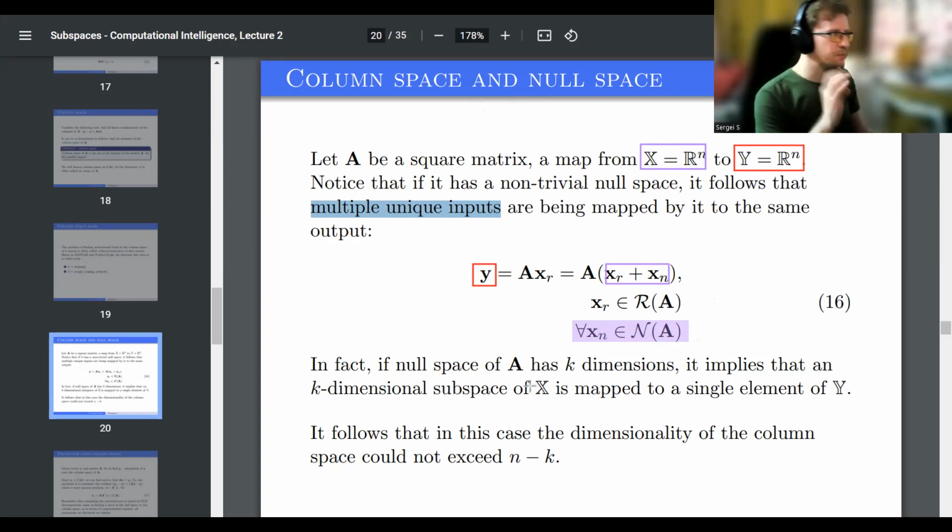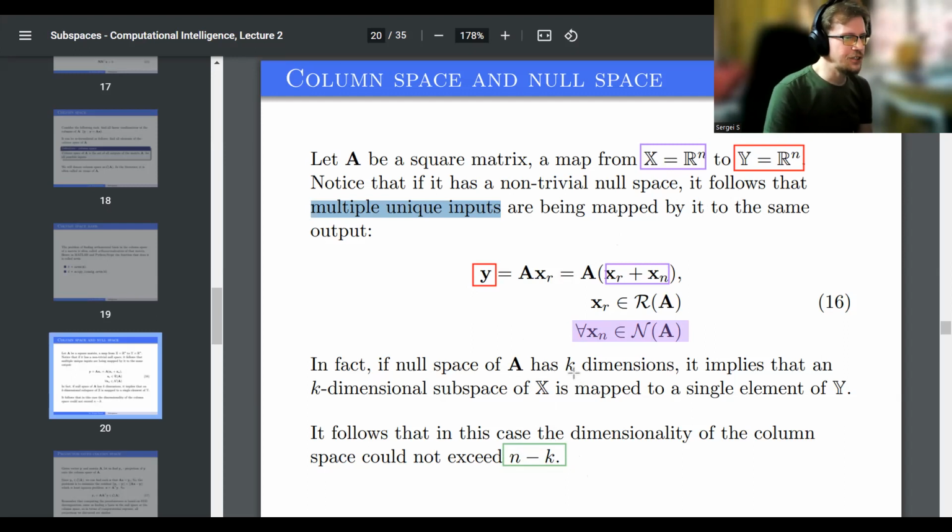Okay, so this implies that in the column space of A, each element would correspond to a whole k-dimensional subset of X. And that means that the column space of A cannot be more than n minus k dimensional. Why? Well, because if it had more dimensions, it would mean, let's say it had like n minus k plus 1 dimension.